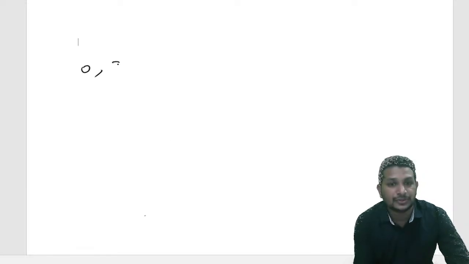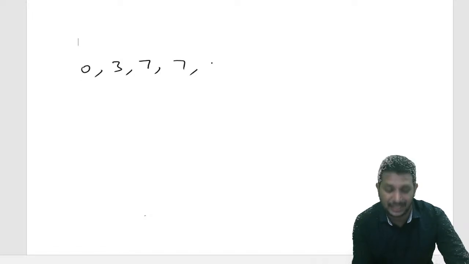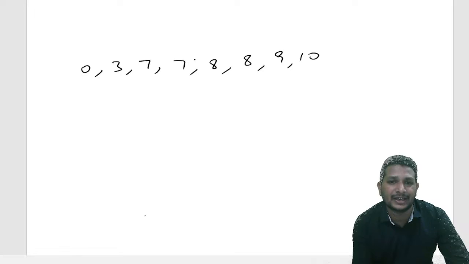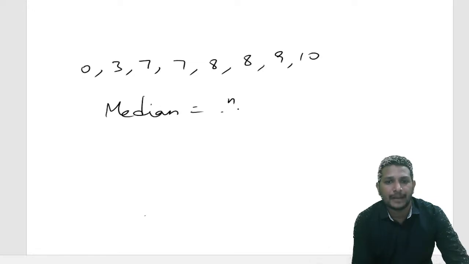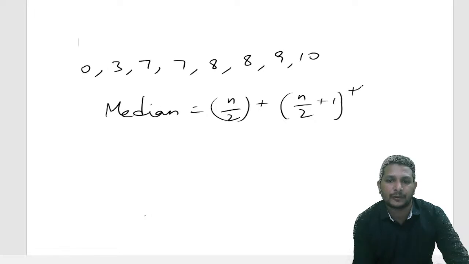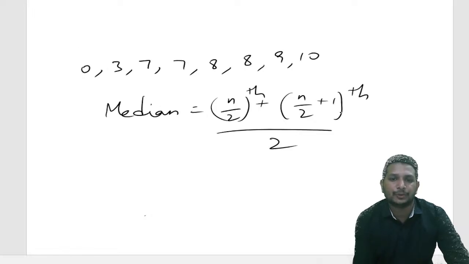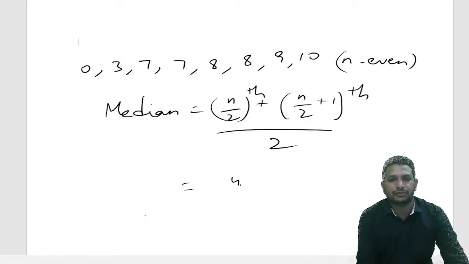So what is the ascending order here? 0, 3, 7, and what is the next one? One more 7 is there, and 2 8s are there, and 9 and 10. So totally how many are there? 8 observations, right? So median is what? N by 2th one plus N by 2 plus 1th, by 2, when N is even, right? So here 8, no? 8 by 2. 4th plus 5th by 2.